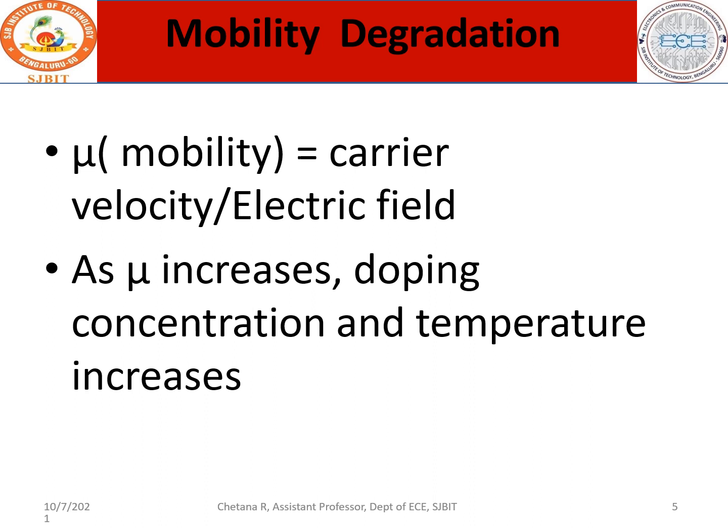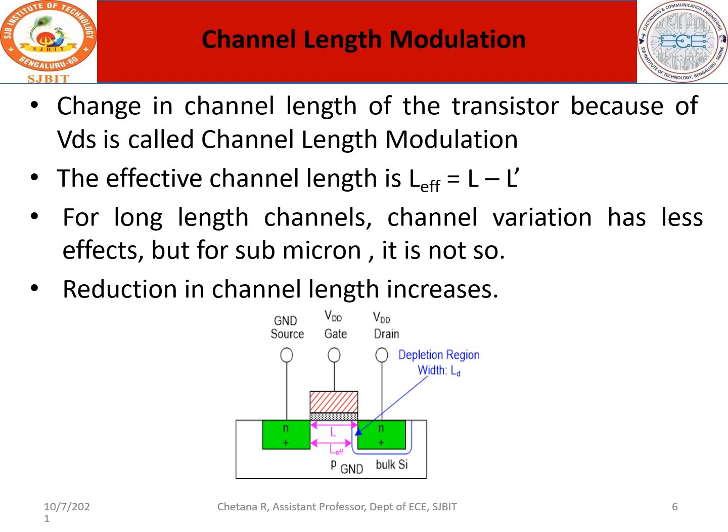Similarly, we have mobility degradation. Mobility is given as the speed at which the electron or hole charge carriers move. So it is carrier velocity divided by electric field, or in other words, it is given by V by the electric field. So this is mobility, given by this. As mu increases, doping concentration and temperature also increase.